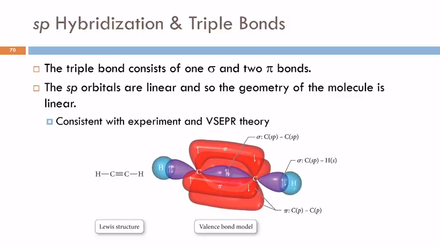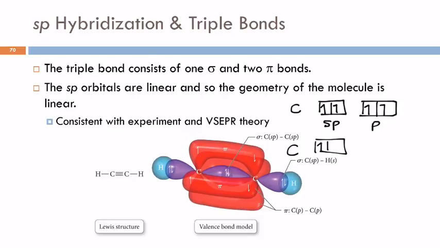Let's do this. So, you know, my stylus is dying. So the carbon's hybrid orbitals, we've got the sp and we've got the p. And they each have one electron in them. And here's the other carbon with the same hybridization.